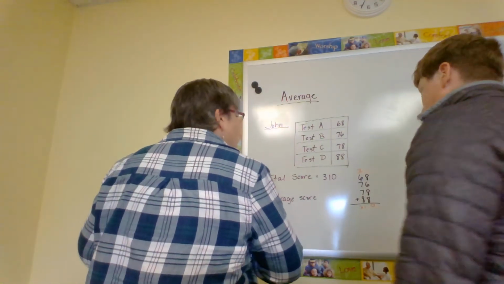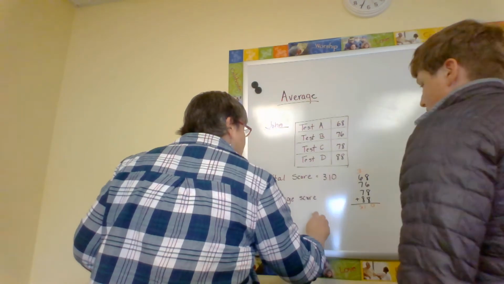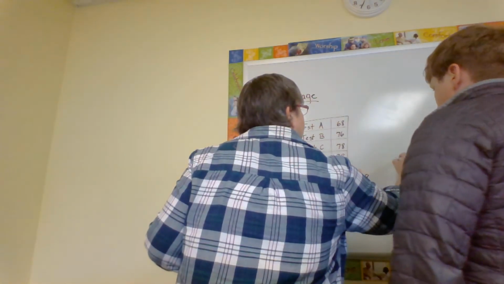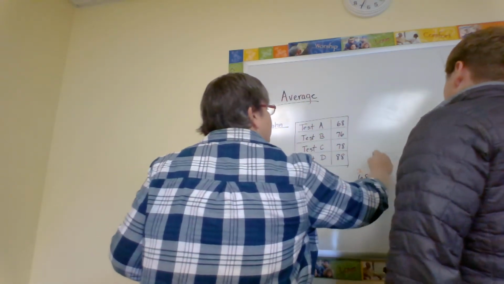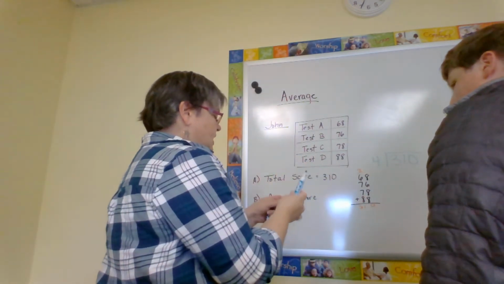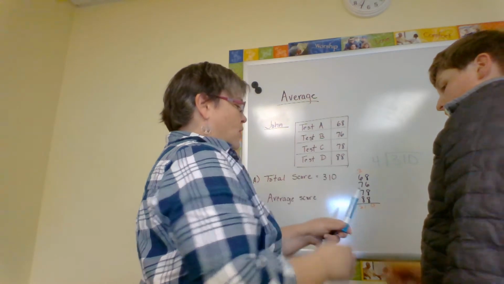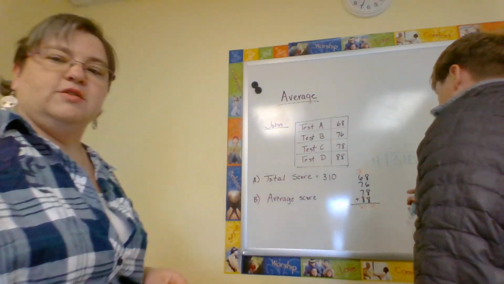We're going to divide. And how many are we going to divide by? Let's put it up here. How many scores do we have? 4. So we're going to divide 310 by 4. All right, you go ahead and do that.